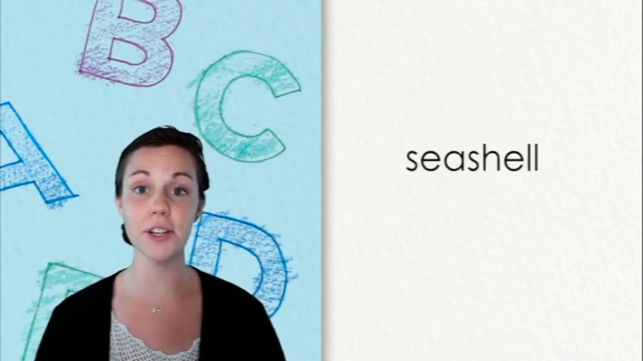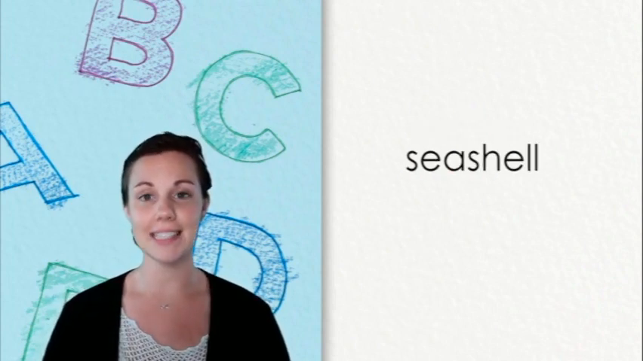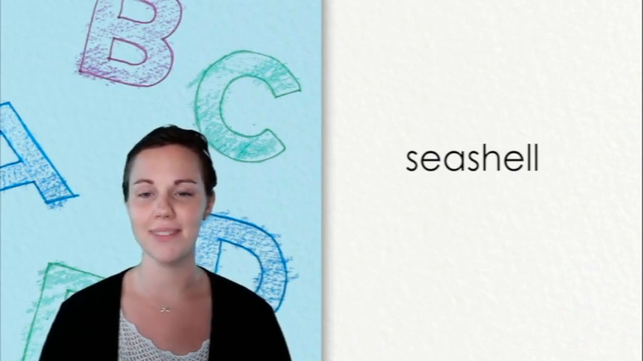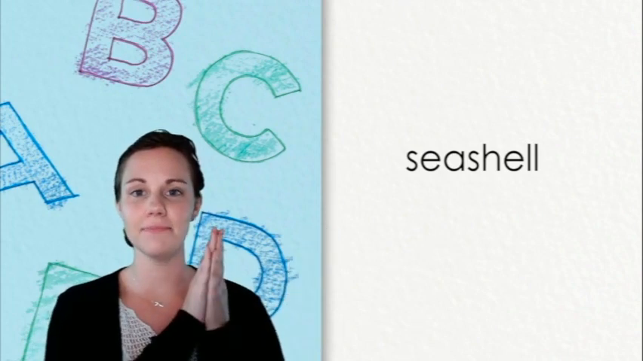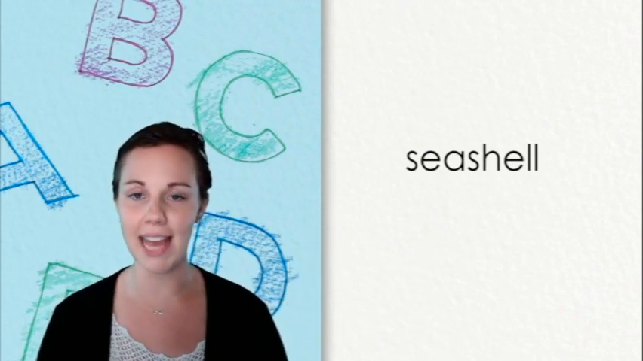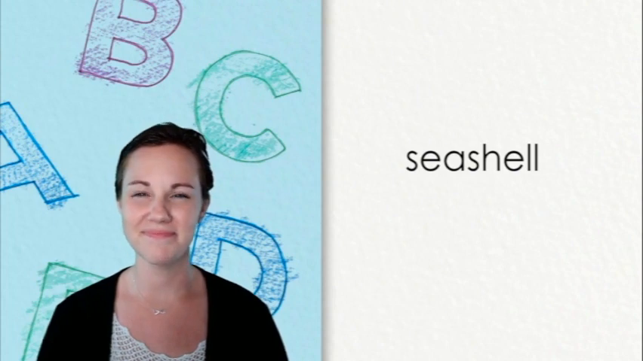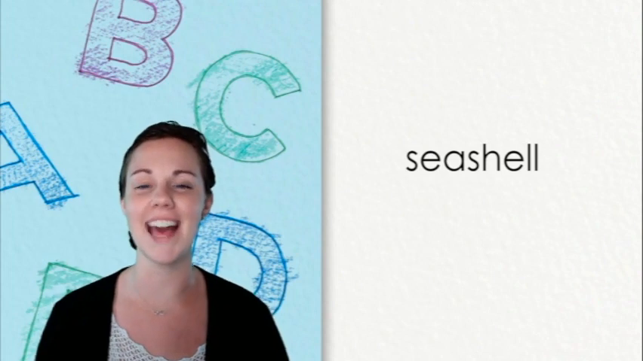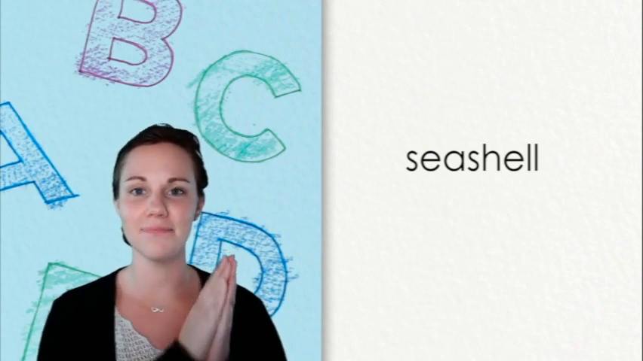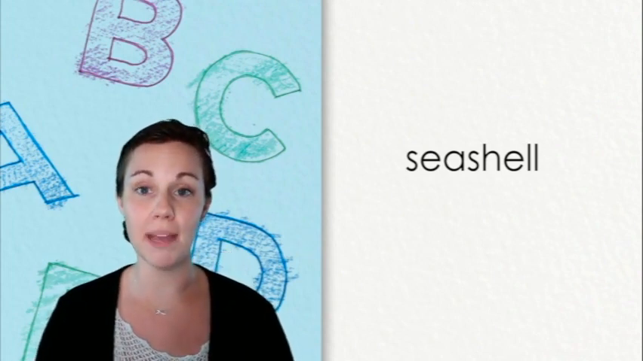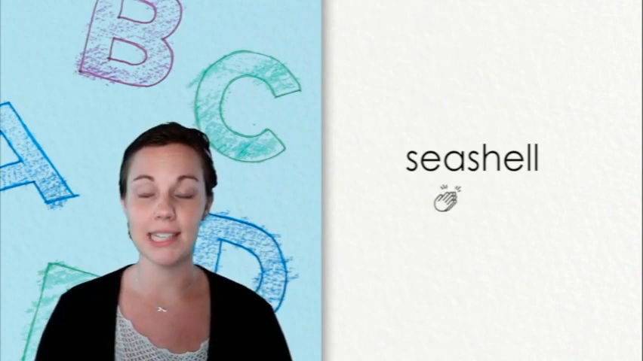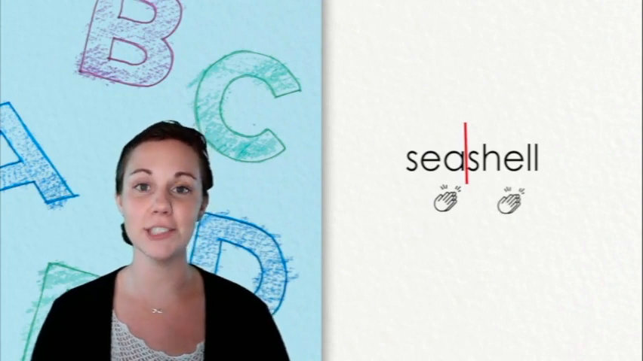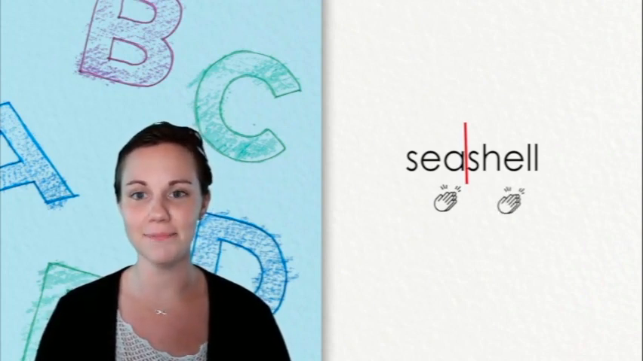Here's our third word. It says seashell. Count it out with me. Seashell. How many syllables did it have? 2. We counted 2 times as we said seashell. Let's divide the word based on our claps. See, and then we divide in the middle, and shell, seashell.